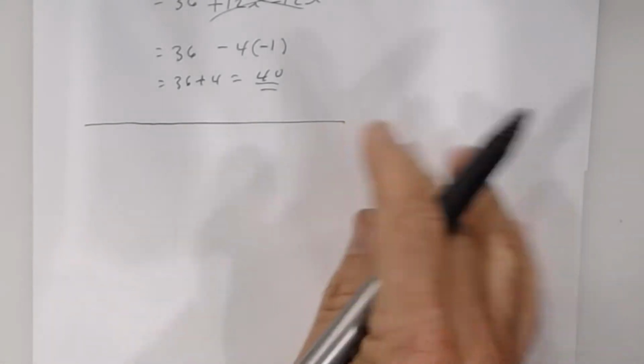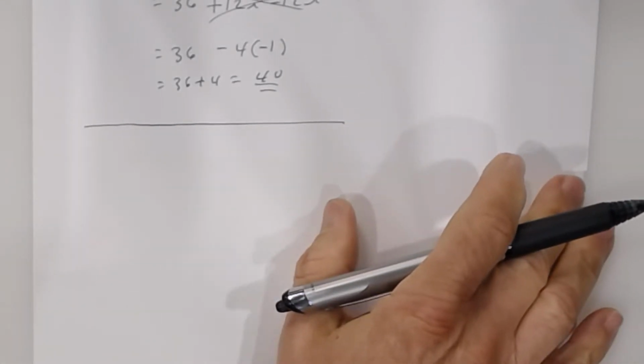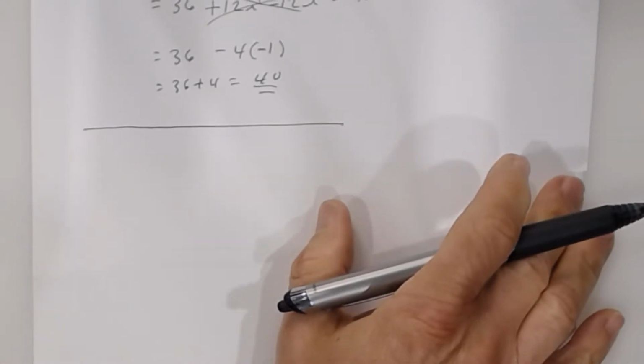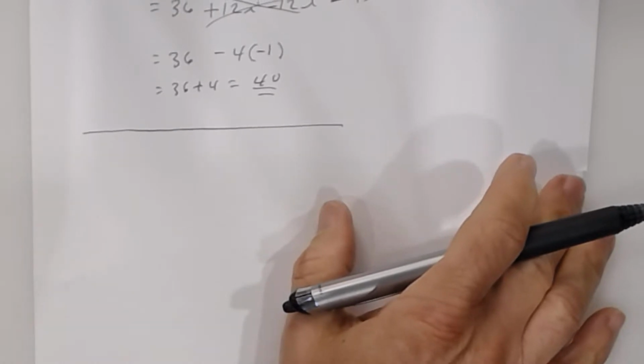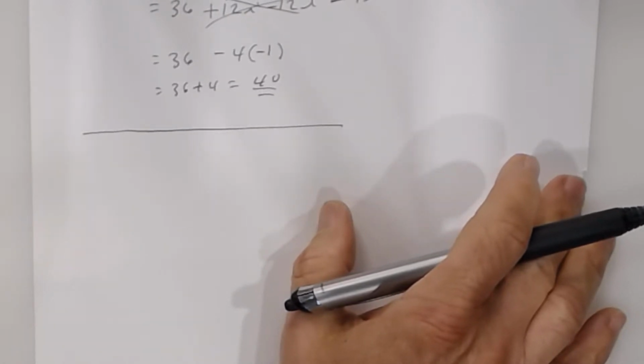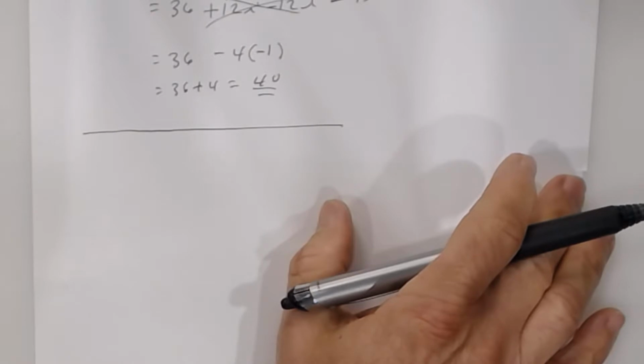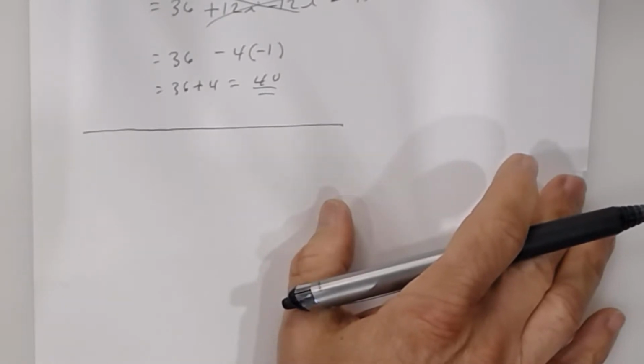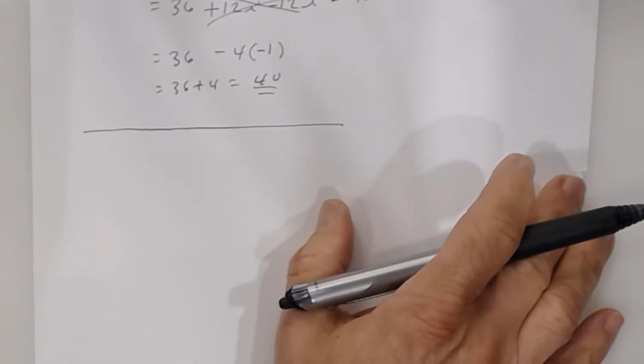Now, we talked about adding complex numbers. We talked about subtracting. We talked about multiplication. Now we have to talk about what? Division. And it's not going to be difficult. It's going to be easy.